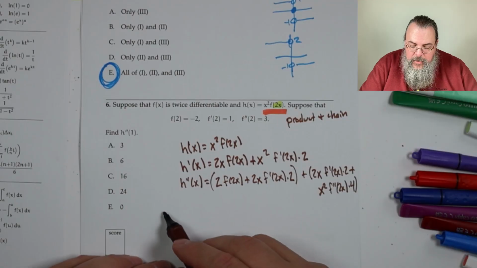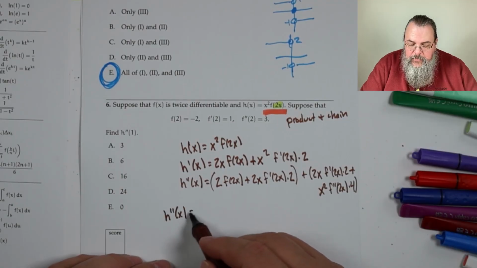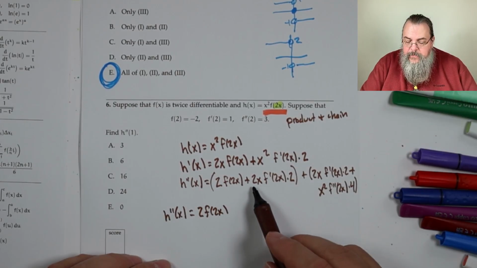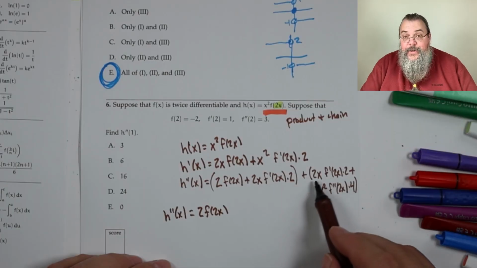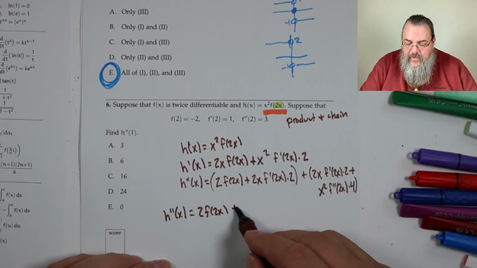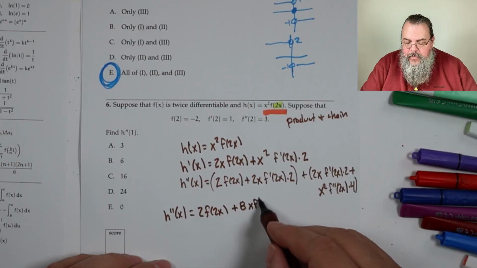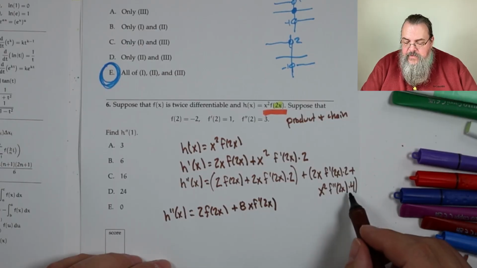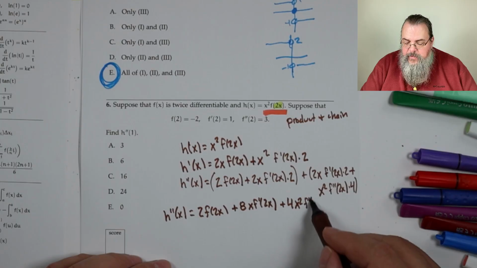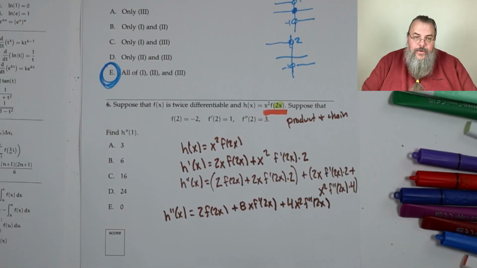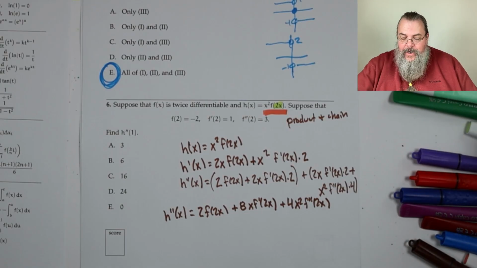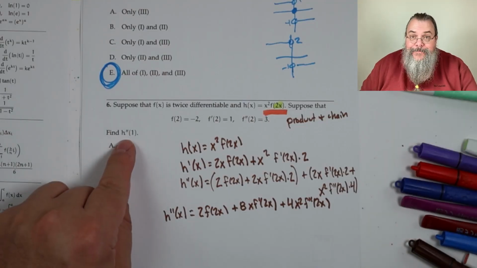Or if we clean it up a little bit, not that we have to, but we might as well, we end up with 2 times f of 2x. Then we'll have a 4x f prime of 2x, another 4x f prime of 2x. Not a coincidence that those look the same. So that gives us an 8x f prime of 2x. And then we have this last piece, which is going to be plus 4x squared f double prime of 2x. Whew! Okay, with all of that out of the way, we're now ready to plug in 1.